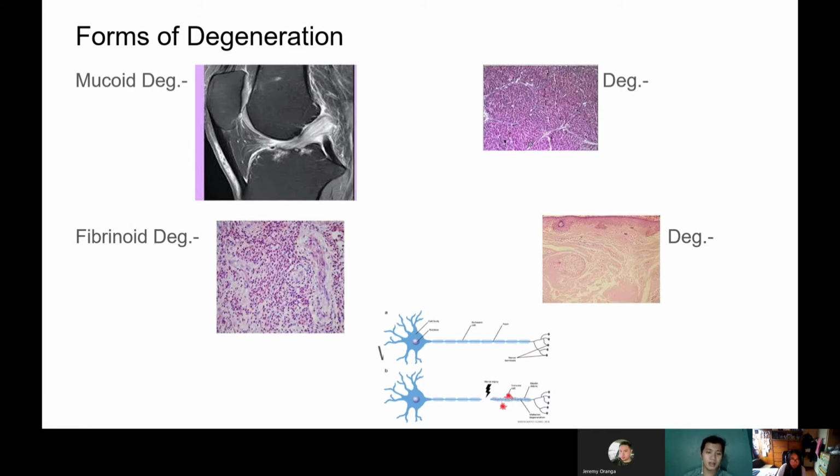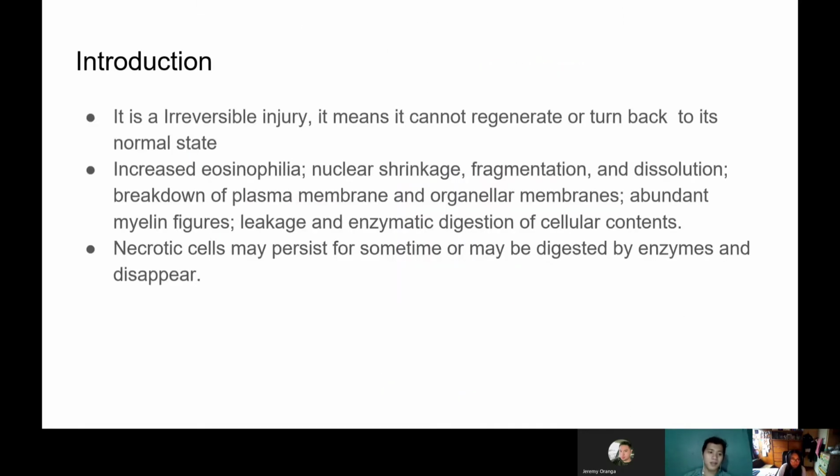Next is necrosis. First off, necrosis is an irreversible injury. It means the cell cannot regenerate or turn back to its normal state. Features include increased eosinophilia, nuclear shrinkage, fragmentation, dissolution, breakdown of plasma membrane or organellar membranes, abundant myelin figures, leakage, and enzymatic digestion of cellular contents. A necrotic cell may persist for some time, or may be digested by enzymes and disappear.